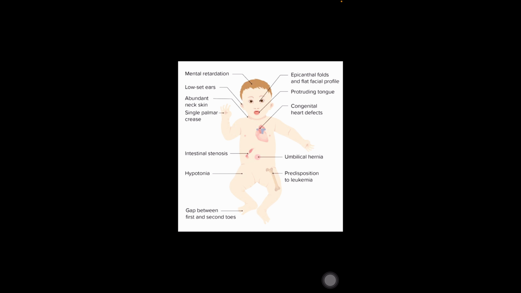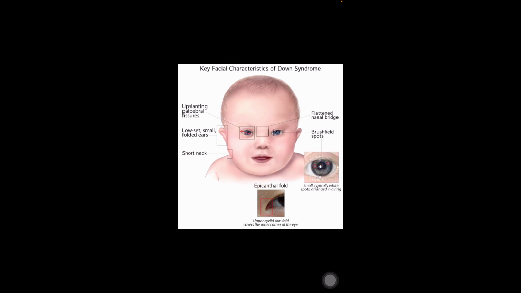And if they grow older, they'll end up with Alzheimer's disease in their late 30s. Okay, so this is how it is. And also they have umbilical hernia and congenital heart defect. So we'll be talking about the congenital heart defect soon. And so let's look at the key characteristics of Down syndrome.